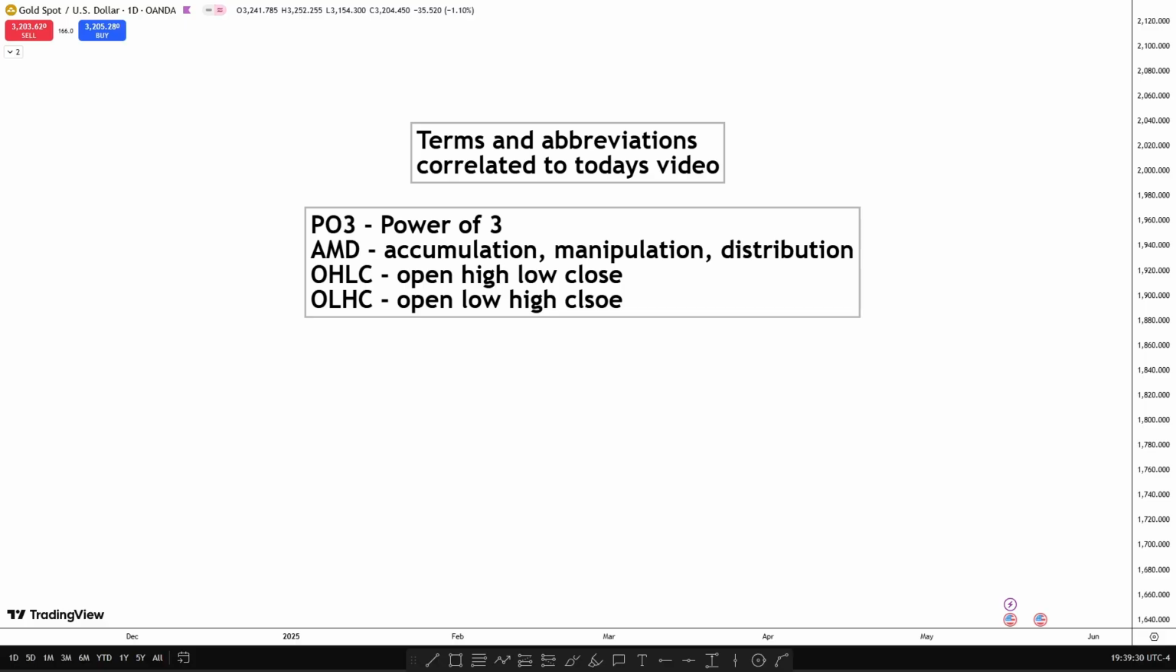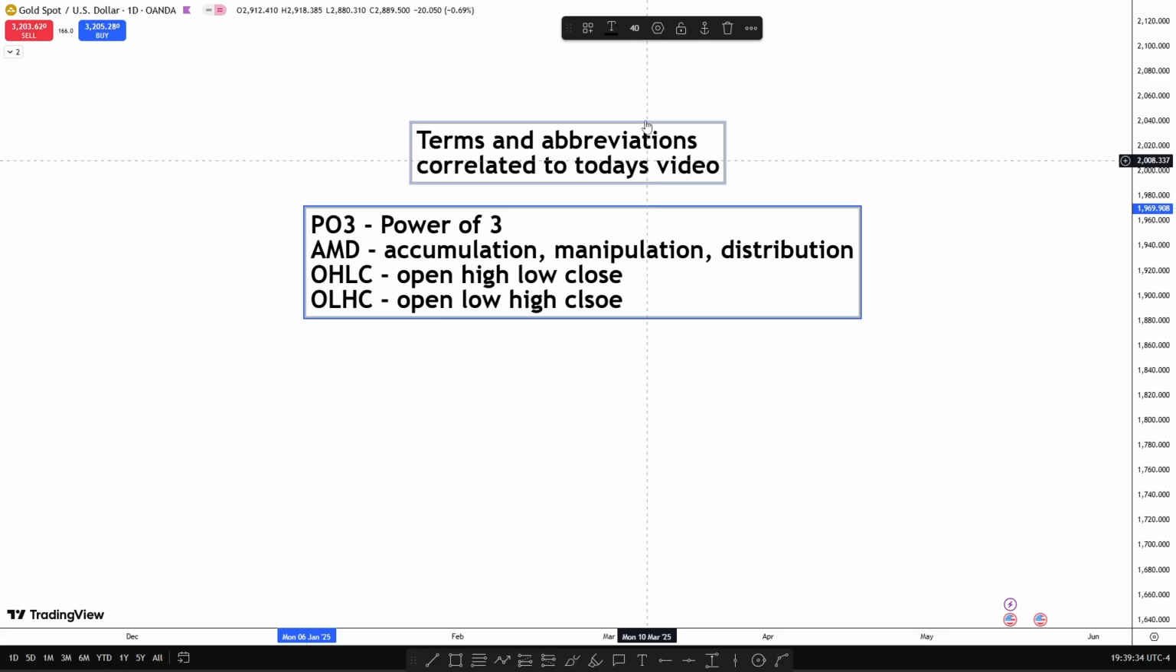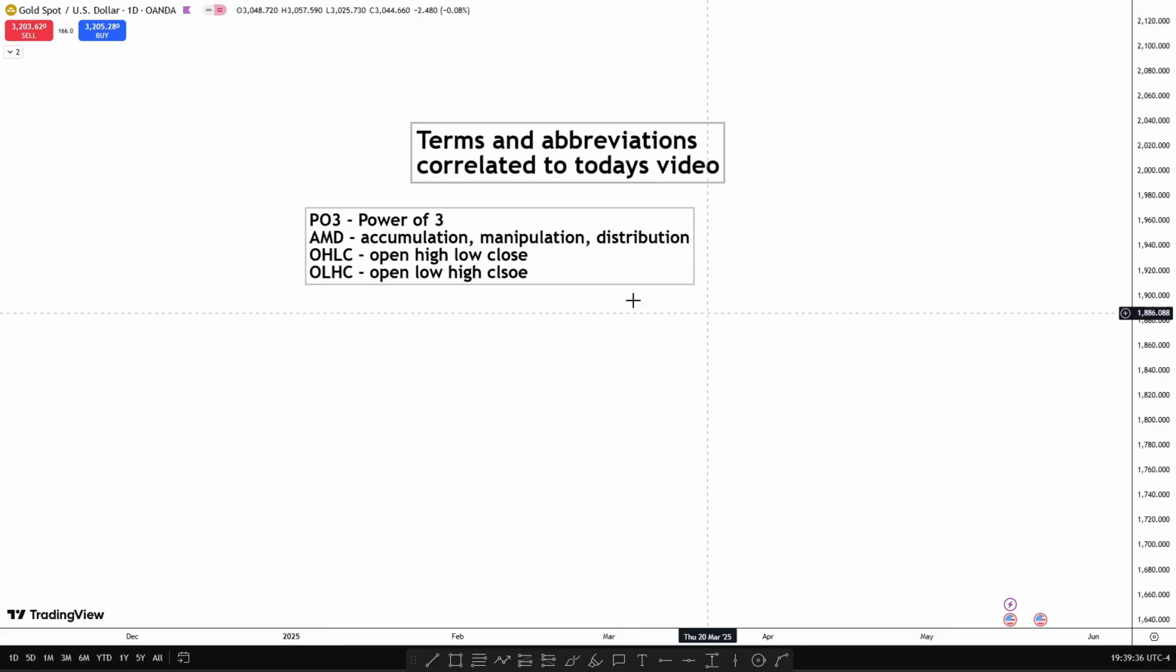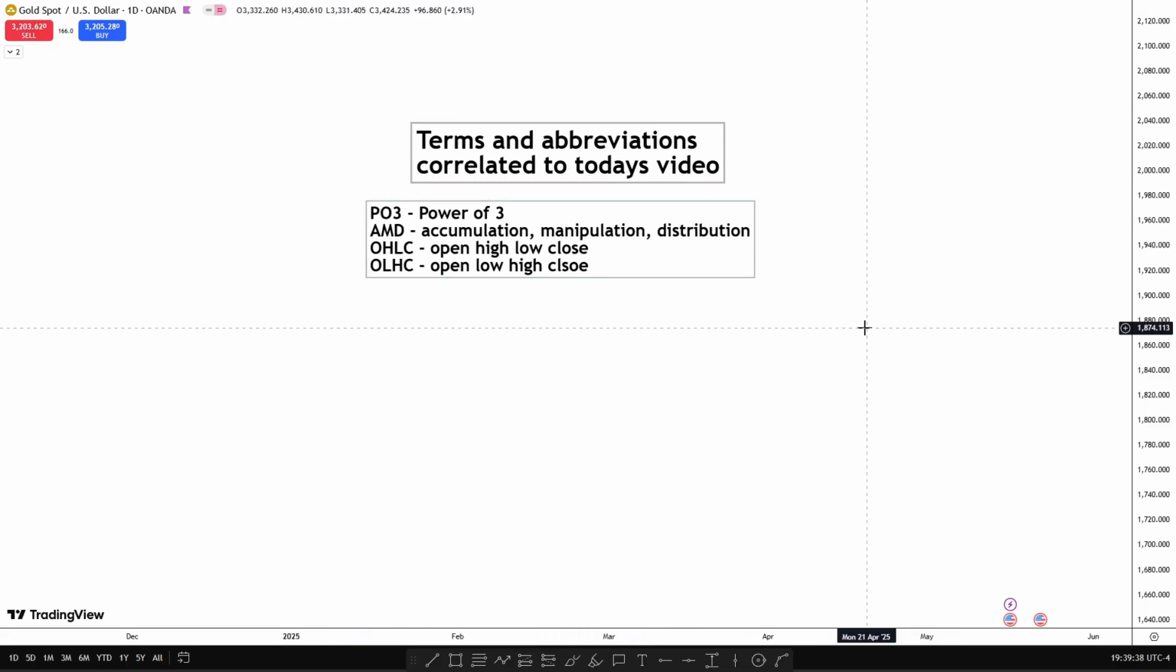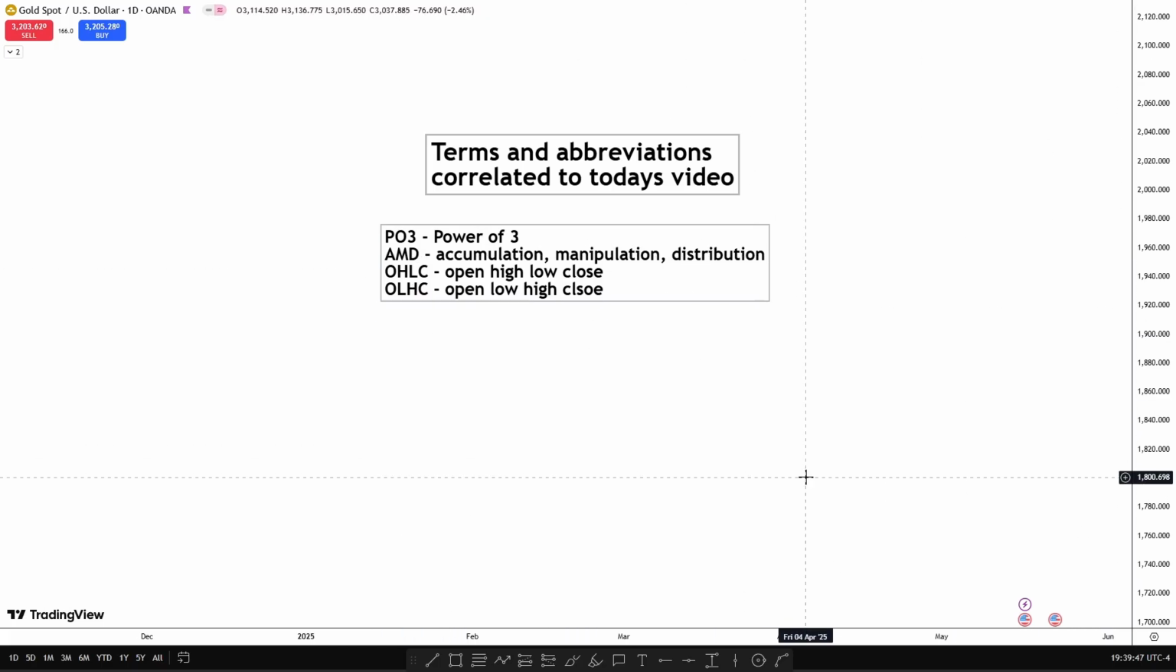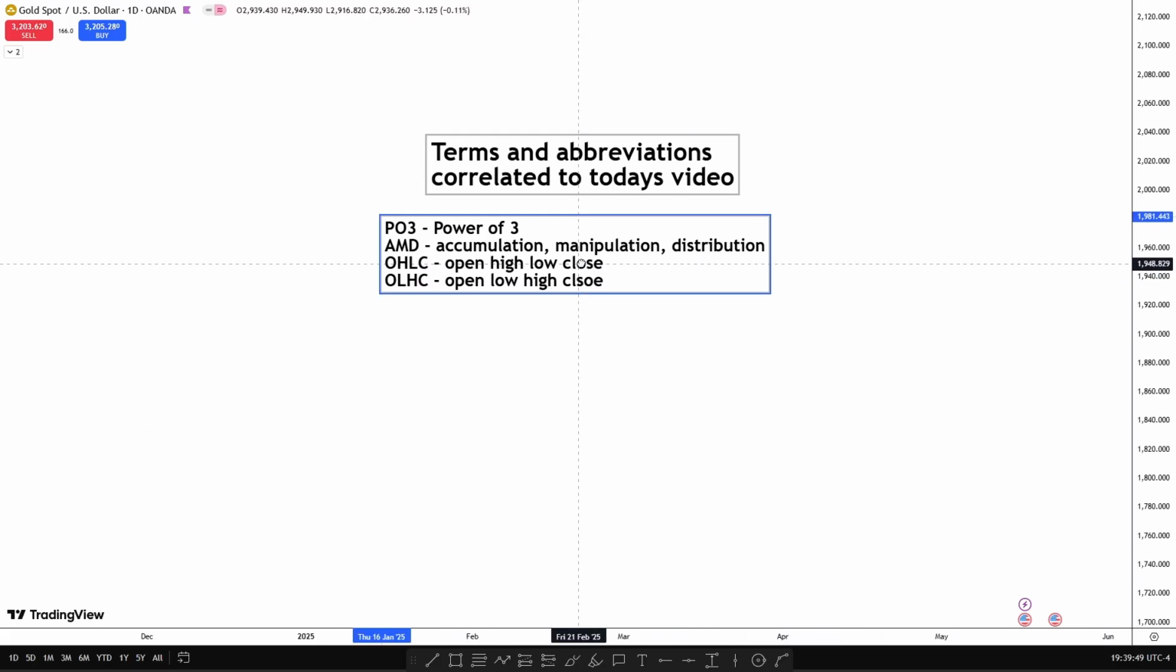Okay, so now, as I always do, I'm going to be going over the terms and abbreviations to keep you guys in sync with what I'm talking about. I know from past experience it can be very confusing being left behind and not knowing what these abbreviations stand for. So I always make a little list just to avoid that confusion.